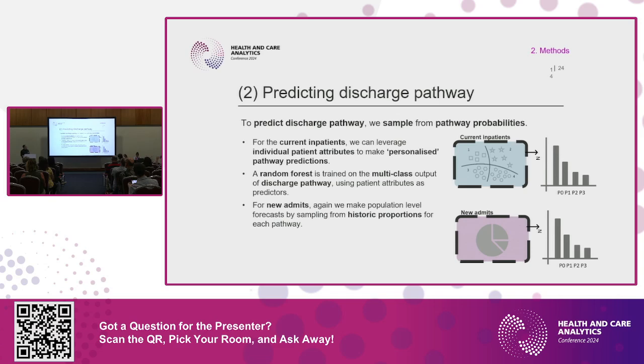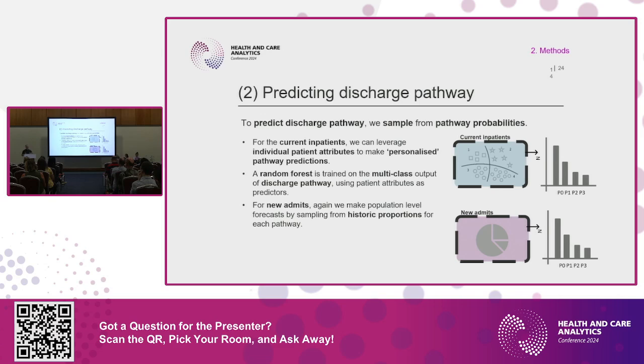When it comes to forecasting the discharge pathway, again, there are 2 branches here. I've got personalized and non-personalized. For the current inpatients, I use those same attributes to train a random forest on the multi-class output of the discharge pathway. And then I can use that random forest on new patients in order to get the different pathway probabilities. And then again, I'm using weighted sampling on those probabilities in order to forecast their discharge pathway requirement. For the new admissions, again, I don't know anything about these patients, so I just sample from the historic proportions of those pathways.